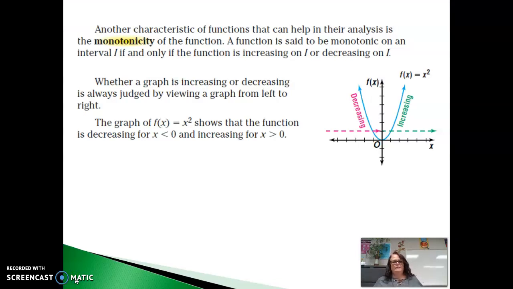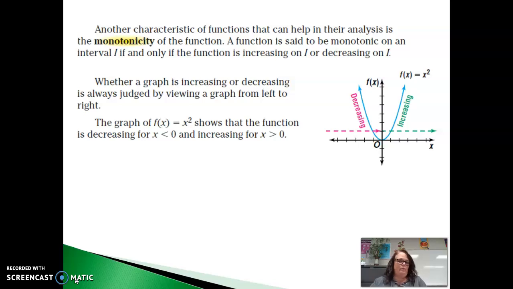And finally, we're going to be talking about the monotonicity of the function. And you don't have to learn that word. You don't have to spell the word. You don't need to know anything about that word other than it's talking about where the function increases versus where the function is decreasing.